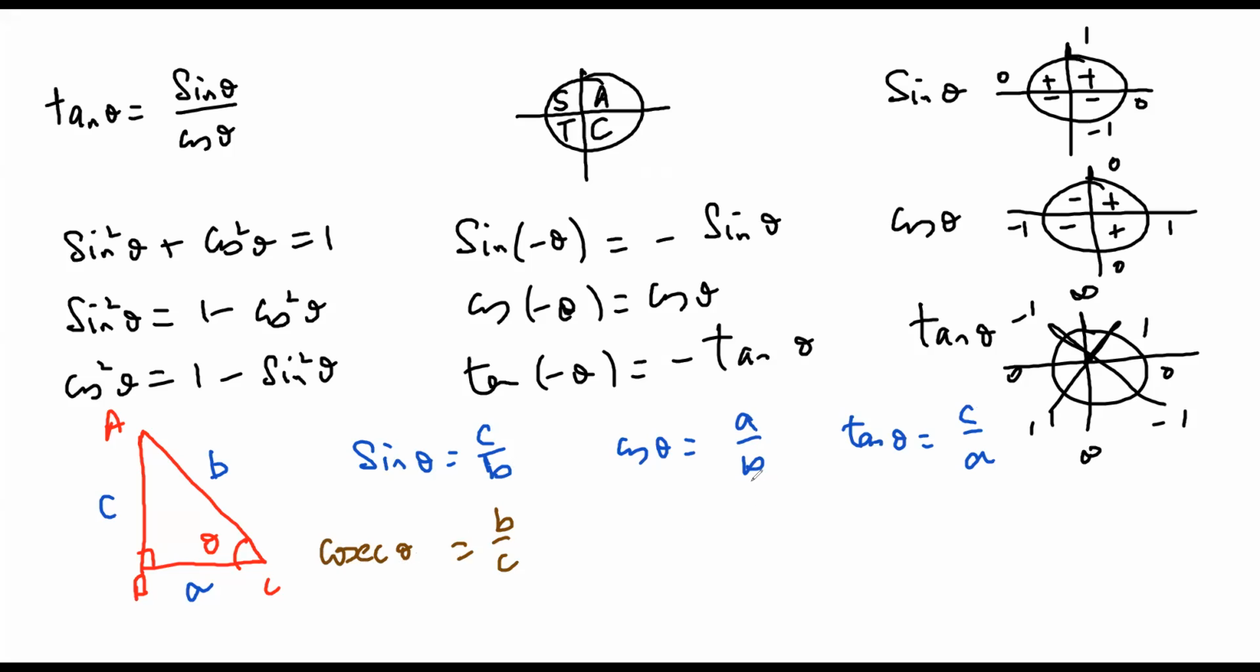Similarly, if you have A over B, that is adjacent over the hypotenuse, then you can also have B over A. That is going to be the reciprocal of this cos theta, and this is written as SEC, and we pronounce this as secant theta. This is called secant theta. And then again, for this reciprocal of C over A, we have A over C, and this is known as cotangent theta. We write it as cot theta, and it is pronounced as cotangent theta.